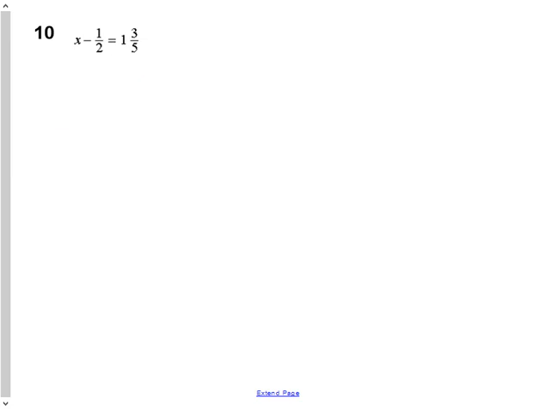Question 10. We're getting into fractions with one-step equations with fractions. And in the one-step equations with fractions, the easiest thing to do, whether it's a coefficient or constant, is just do the opposite operation. So I'm going to add 1/2 to both sides. And the reason why it's a one-step is because all I had to do was that, and I isolated for x. 1 3/5 is the same thing as 8/5.